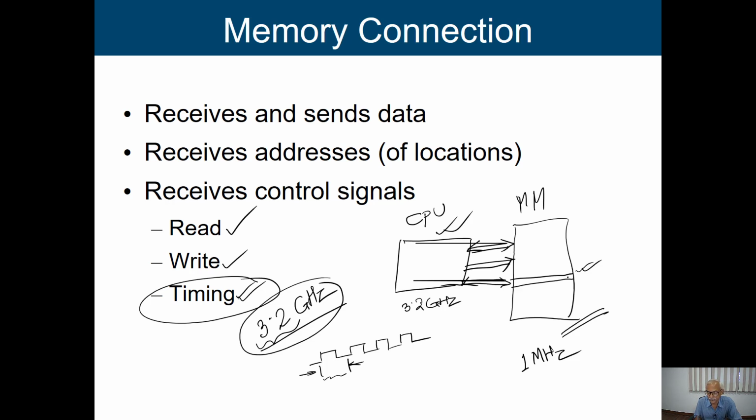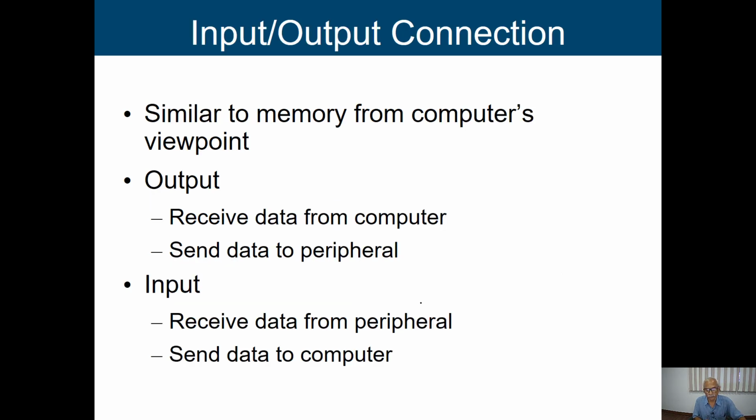It will go from the processor to the main memory. So these are the three types, the different control signals that we have. Memory is connected through the system bus, so it has a data bus, address bus, and control signals or control bus. Similarly, input output devices will also be connected, and it is similar to the memory connection, as you can see.